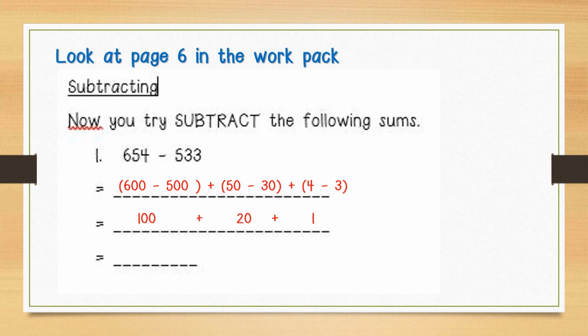So our second step is the minusing. 600 minus 500 is 100. 50 minus 30 is 20. And 4 minus 3 is 1. So our last step, we need to add the 100 plus 20 plus 1. So our final answer will be 121.